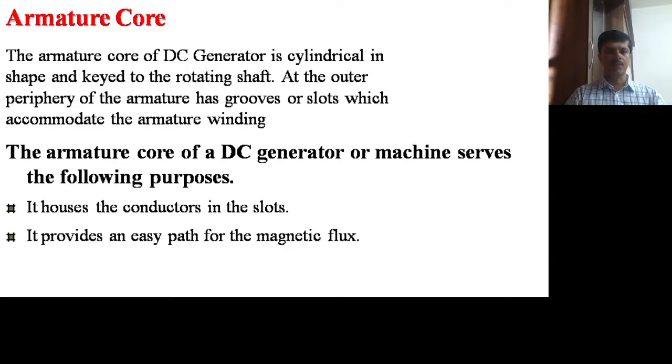This armature core has the following functions. It houses the conductors in the slots, so whatever winding is prepared is placed in the armature conductor slots. And it also provides an easy path for the magnetic flux.